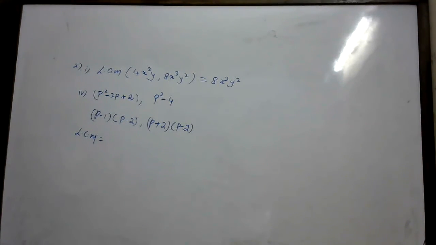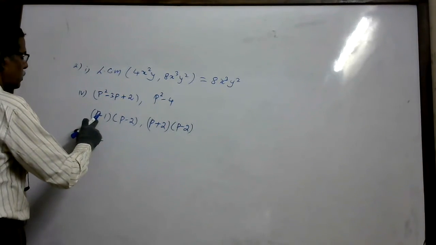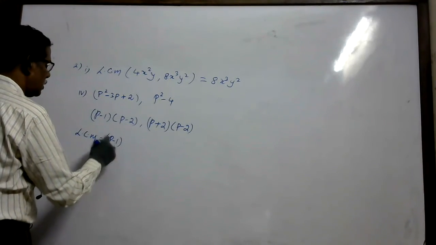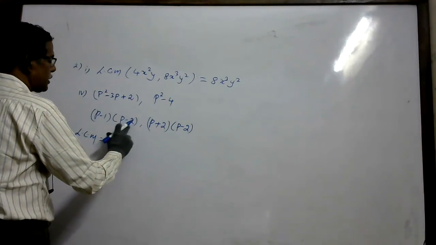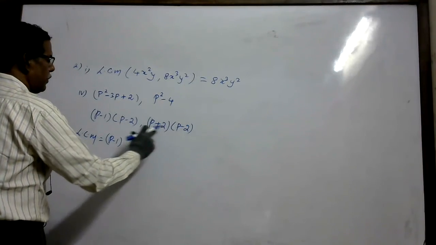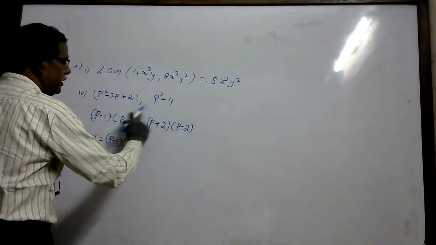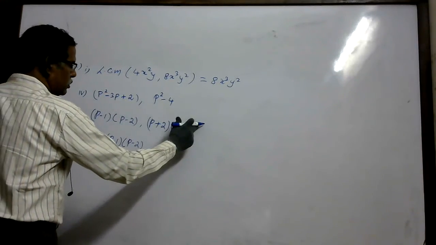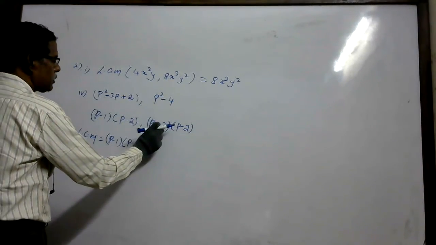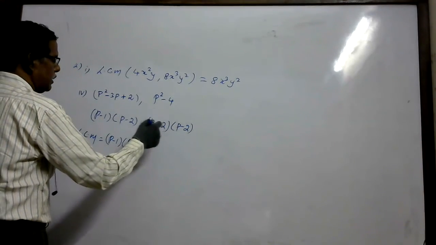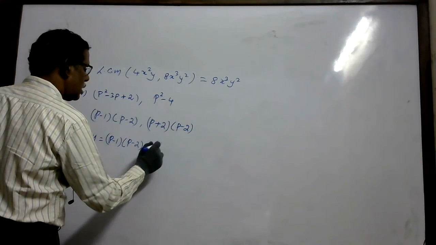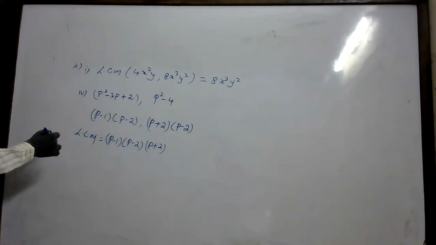LCM is the highest power of all the terms. Here p minus 1 is one term. So p minus 1. Next p minus 2 is another term. Here one p minus 2 and here one p minus 2. But in both polynomials, the power is 1. So we take one p minus 2. If the degree is different, we take the higher degree. But here the degree is the same. So we take p minus 2. Next p plus 2. Here there is no p plus 2 in the other, so p plus 2 is taken. So the LCM is p minus 1, p minus 2, p plus 2. The same way you can do the other problems.